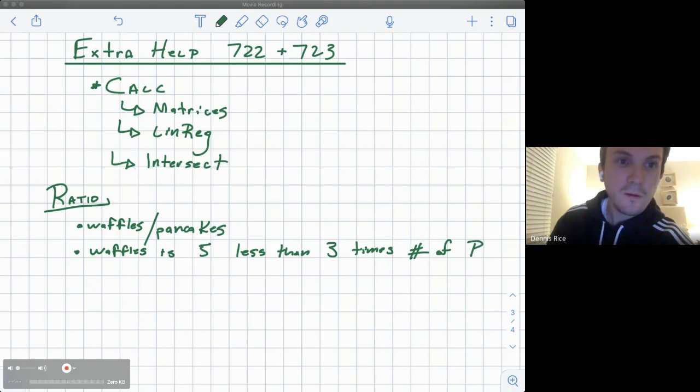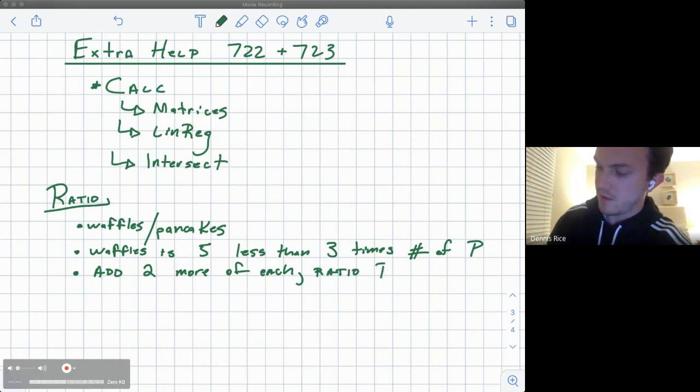Okay. If she were to add 2 more of each, pancakes and waffles, is what it's talking about, add 2 more of each, the ratio of pancakes to waffles would be 2 to 5. So I'm writing this in shorthand. Let me just do that and then I'll explain it.